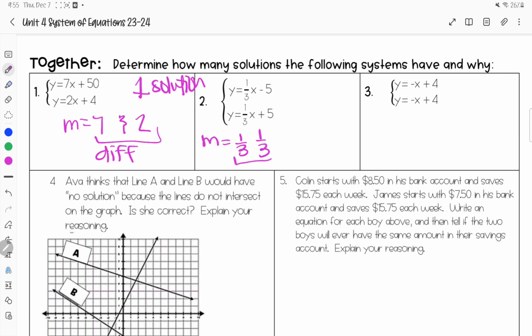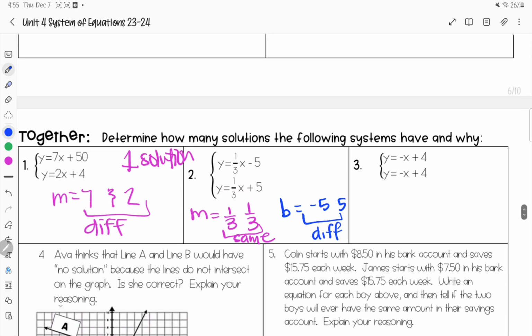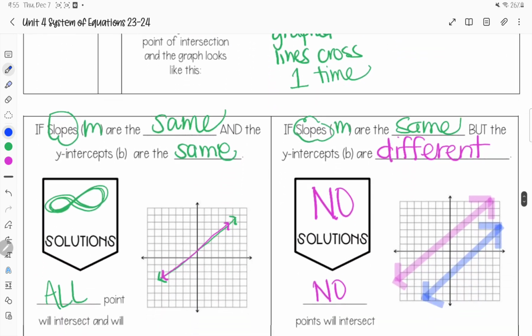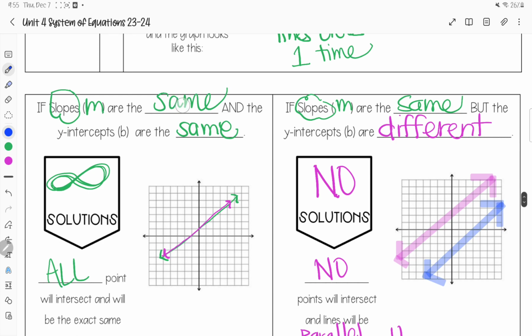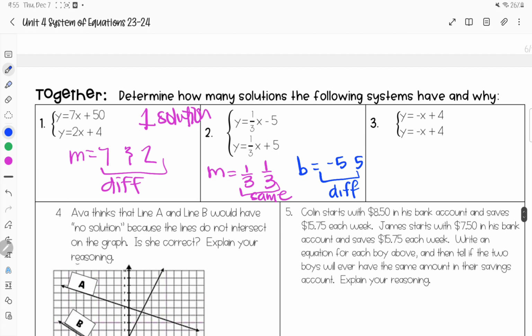These are the same. So now I have to compare the b, and one's a -5, the other is 5. So these are different. So this says same slope, but different y-intercept. So this one says same slope, same intercept. So that can't be it. This one says same slope, different y-intercepts. So that means that this would have no solution. In other words, when you graph these lines, they will never ever cross.